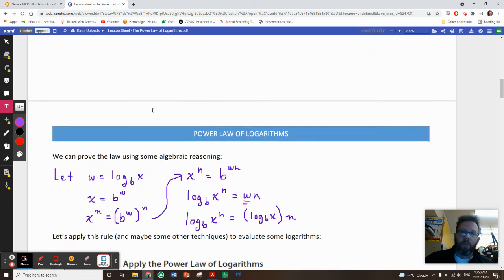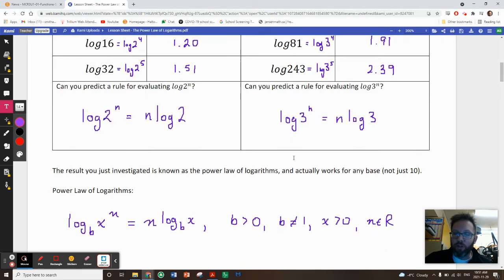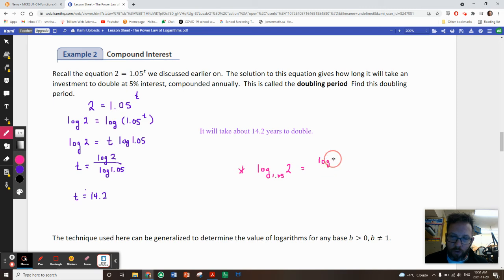This technique we used here, I'm going to combine it. If you recall earlier, we said the solution to that equation is going to be the log base 1.05 of 2. And we just showed that the solution was equivalent to log 2 divided by log 1.05. I'm just improvising a bit on the fly here. What we showed indirectly is that log base 1.05 of 2 was equal to log 2 divided by log 1.05. The power law for logarithms gives us a tool to take a log in any base and turn it into a log with a base of 10 so that we can just use our calculators. So that's pretty cool.